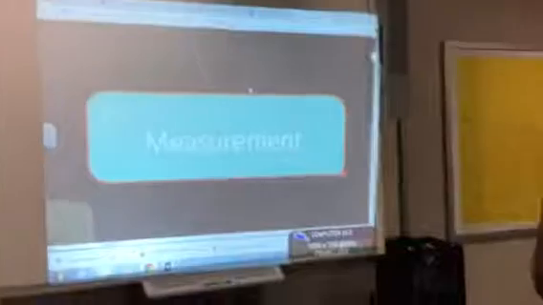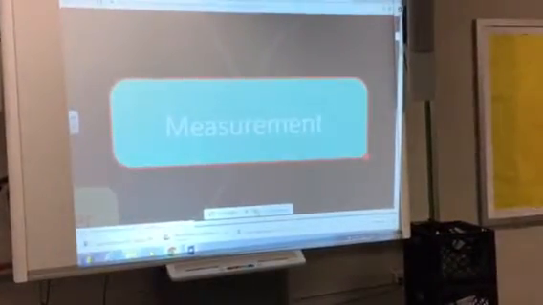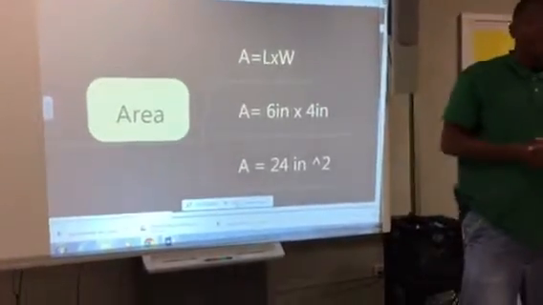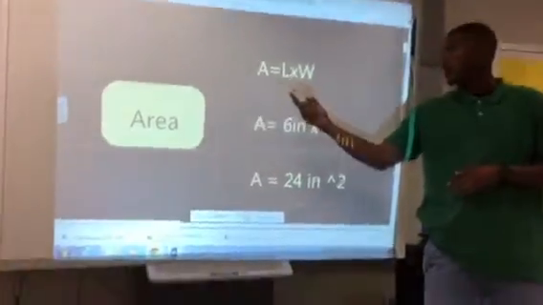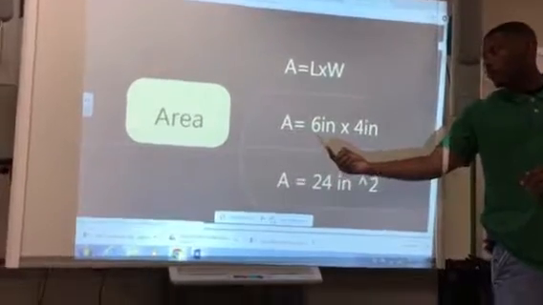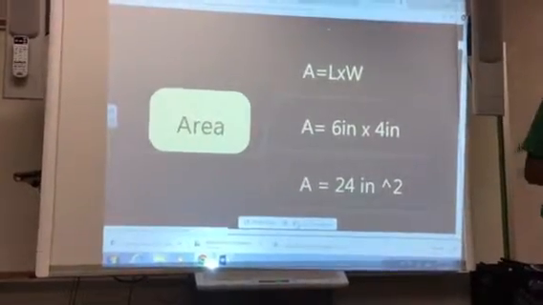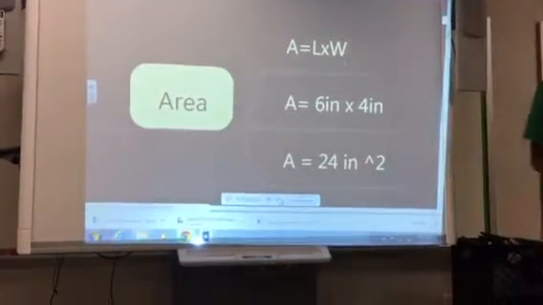Okay, so as we discussed, one way to find the area is if we use our mathematics reference chart, we would do length times width. Area is equal to length times width. So the length of our rectangle was 6 inches. The width of our rectangle was 4 inches. So when we multiply 6 times 4, we get 24 inches.